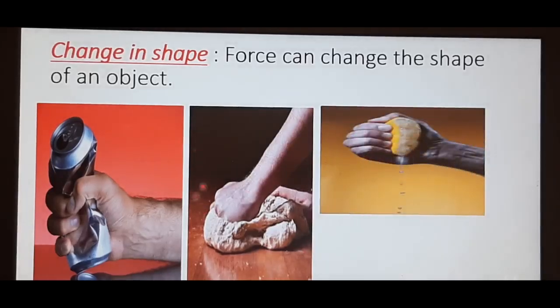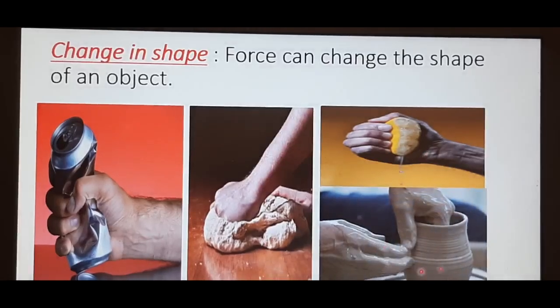You can try these also. Once you do these things, you can see the shape of the object will get changed. On squeezing the lemon, you can see the shape of the lemon will be changed. A pottery, you can see a potter with the help of his hands is just changing the shape of the pot. So in all the given examples, my main motive is to make you understand how the shapes of different objects can be changed by the application of force.